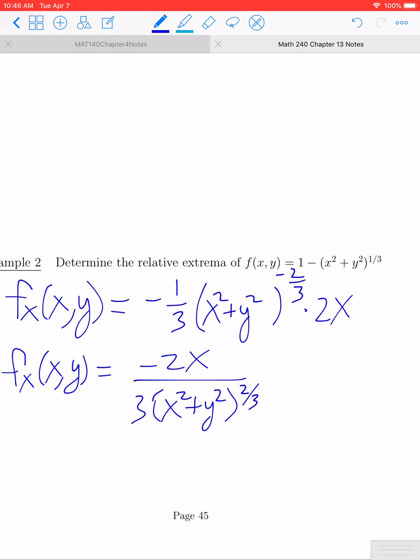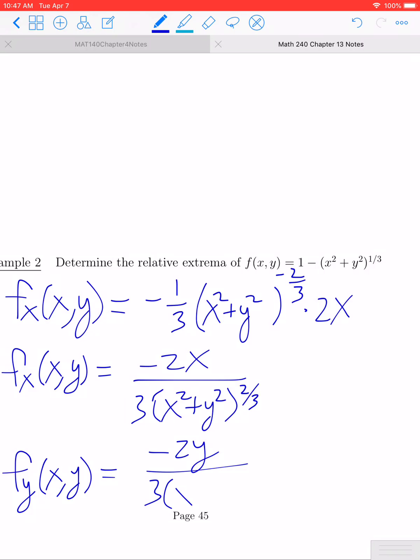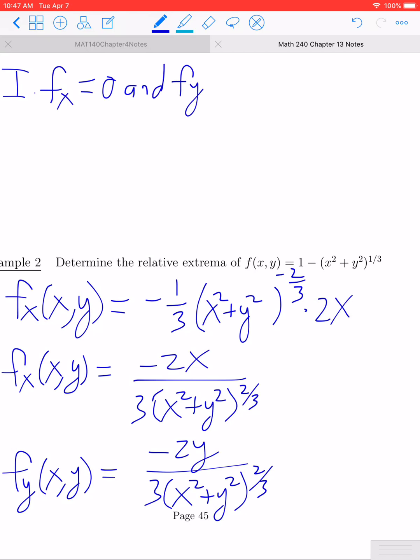We now want to go ahead and find the partial with respect to y. The partial of f with respect to y is going to be almost essentially the same type of work, but the result will give us negative 2y divided by 3 times (x squared plus y squared) to the 2/3 power. In order to find our critical points, they can occur at one of two places. There are the places where both the partial with respect to x and the partial with respect to y are simultaneously 0. So we want to set each of these partials equal to 0 and solve.